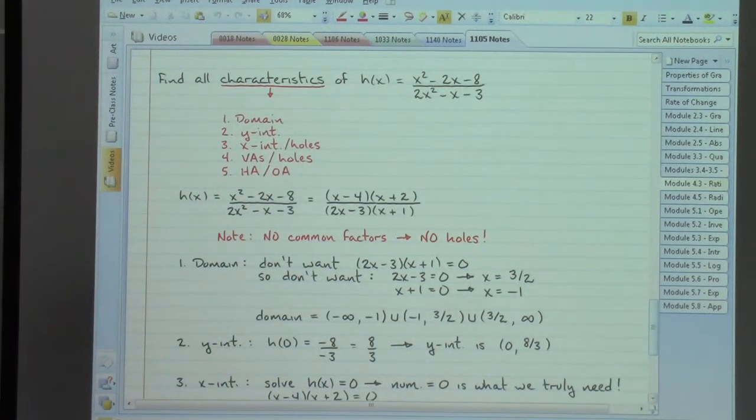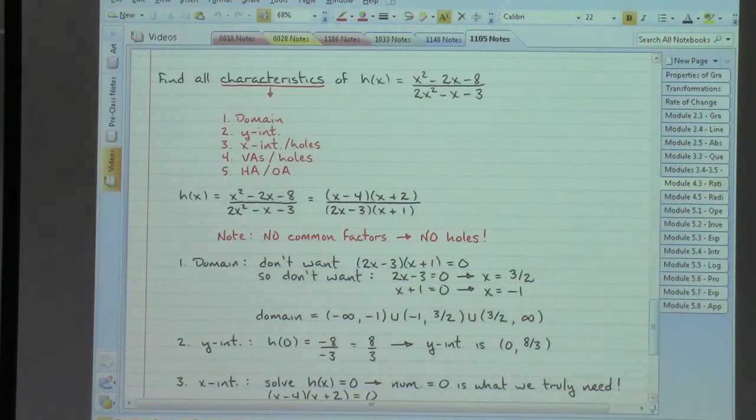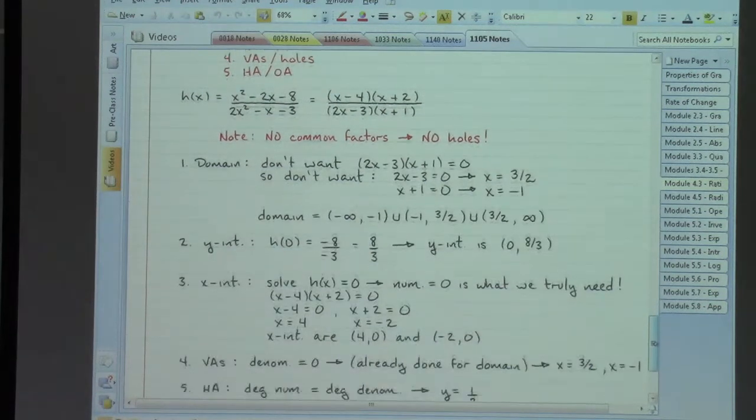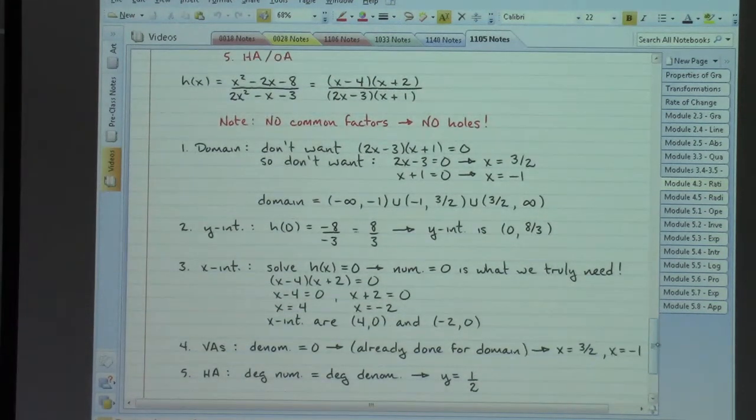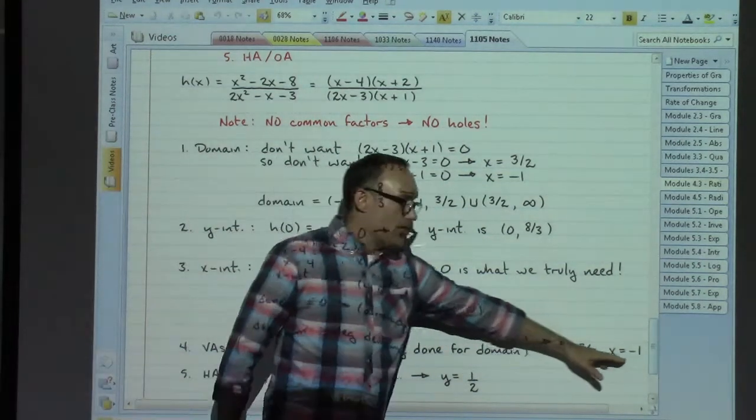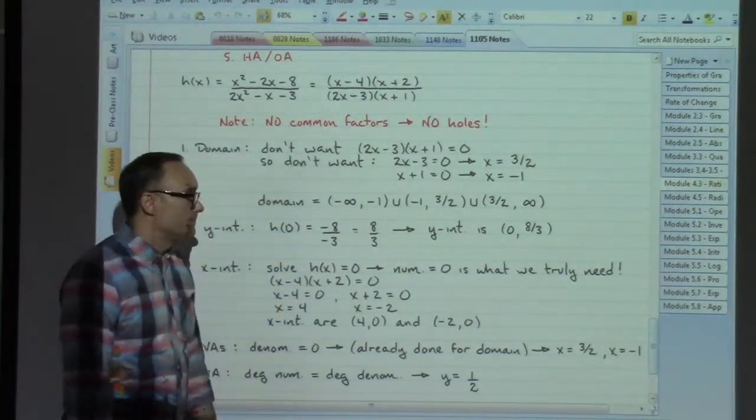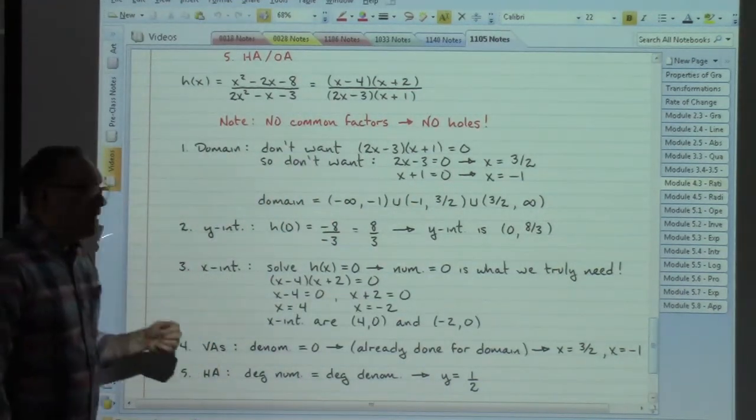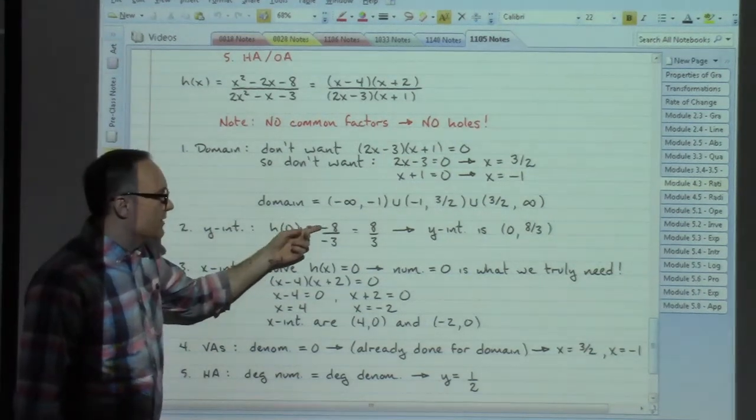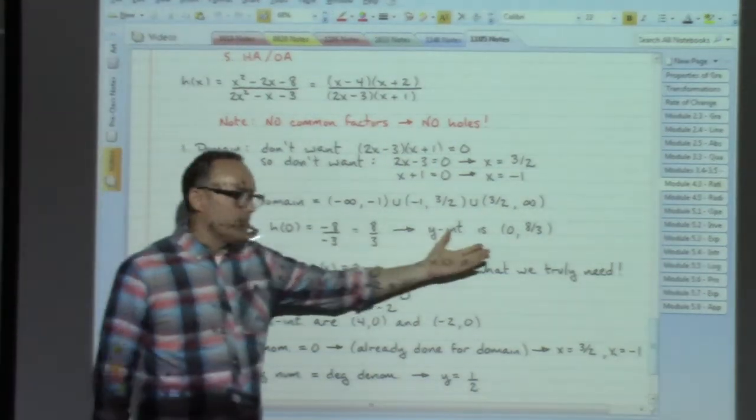We could then immediately pop over down into our item 4 and say, what's going on with item 4? Well, that's already done with the domain. Let's just go ahead and jot down that x equals 3/2, x equals -1. Boom, that's done. Y-intercept. Plug in a 0 on the top, on the bottom, simplify. There you go.